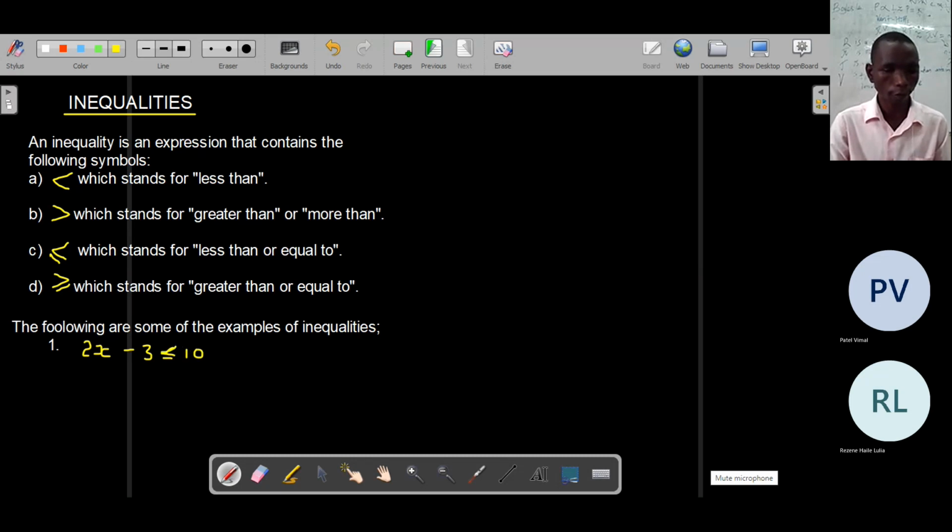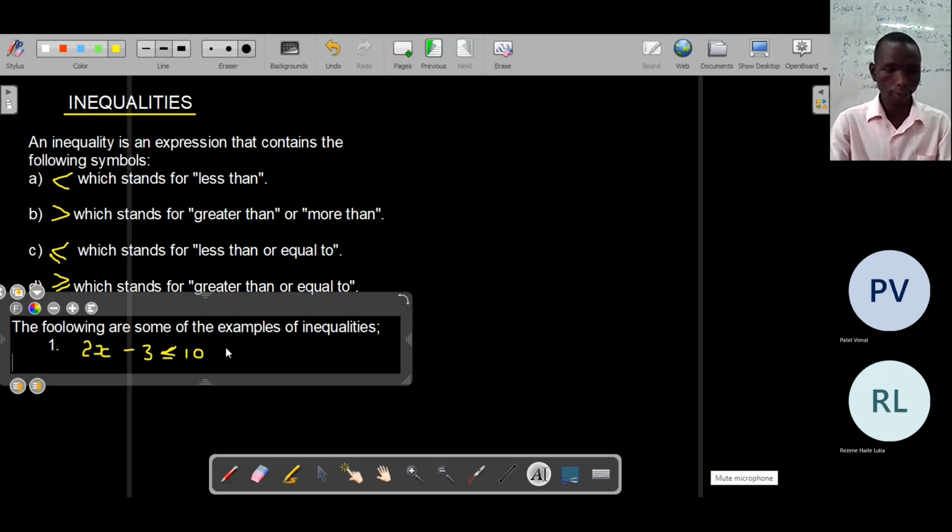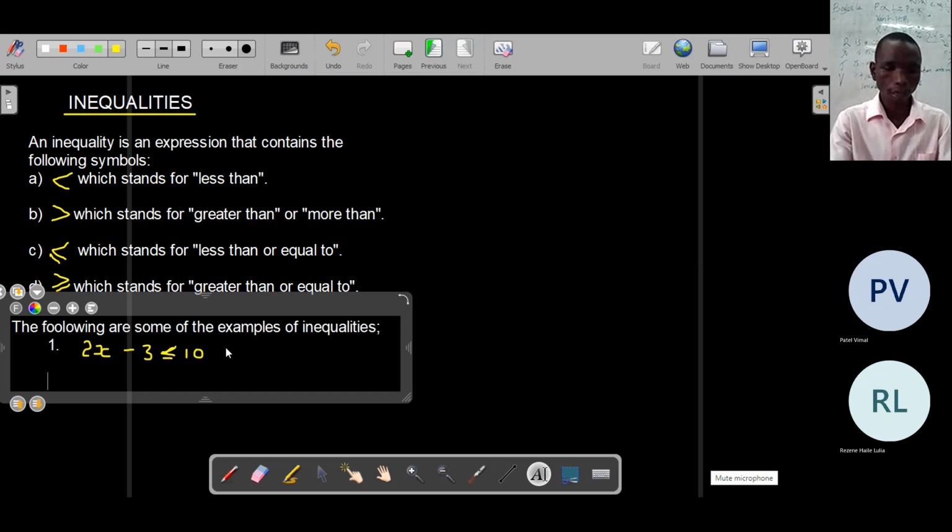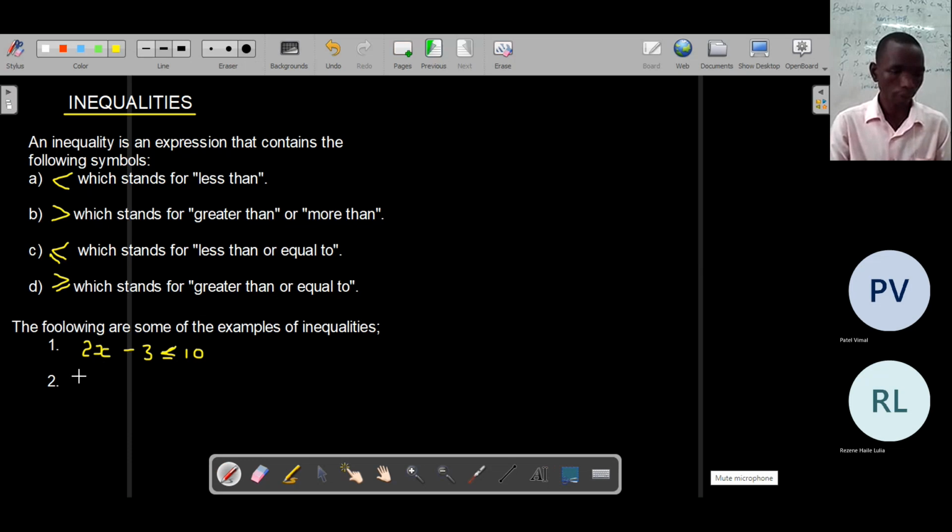This is an example of an expression which is an inequality. Another example, we can have 2x minus 2 less than 4x plus 6. This is another example of an inequality expression.